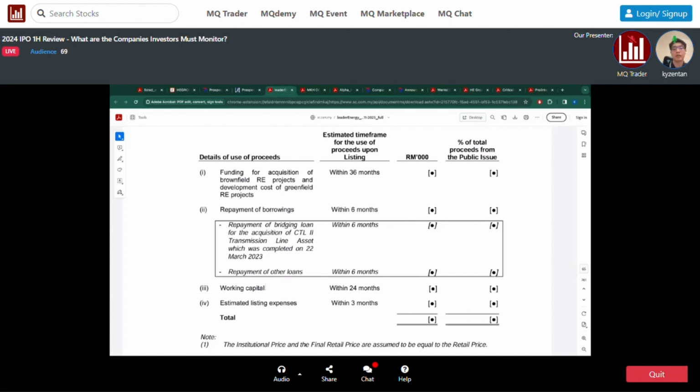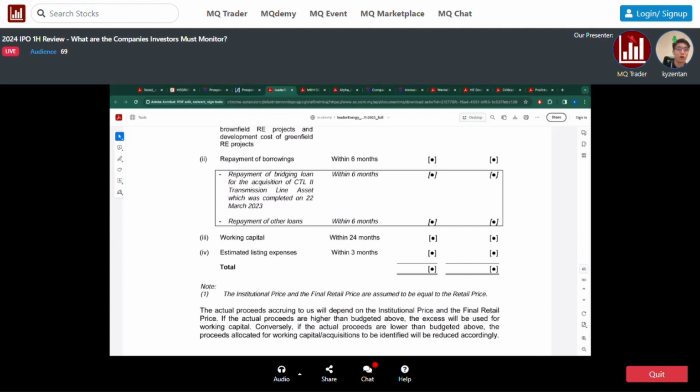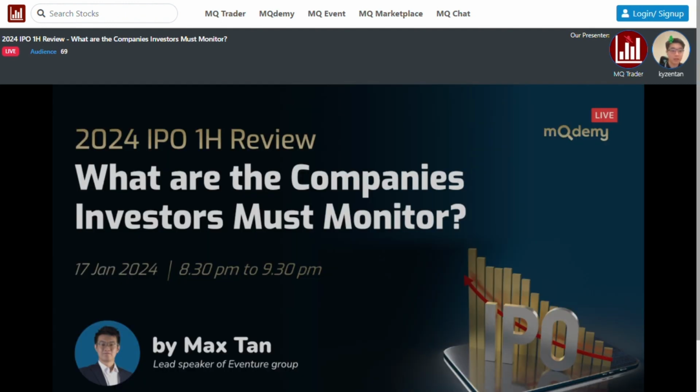And also working capital. Normally, you will see in IPOs that they need to have some capital on a rolling basis. As a rule of thumb, if working capital is more than 25 to 30%, I will be quite alerted. Why do you need so much money as working capital when you go in for listing? Okay, so let me go back to my slides.